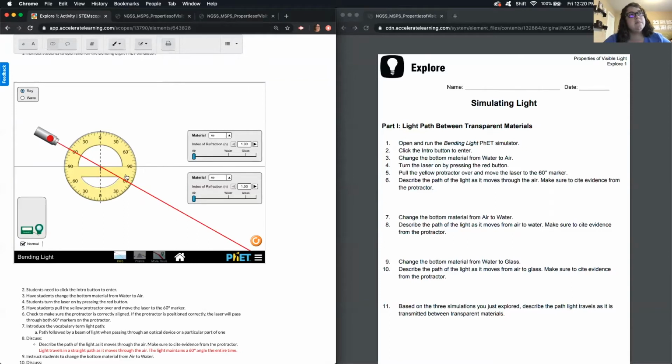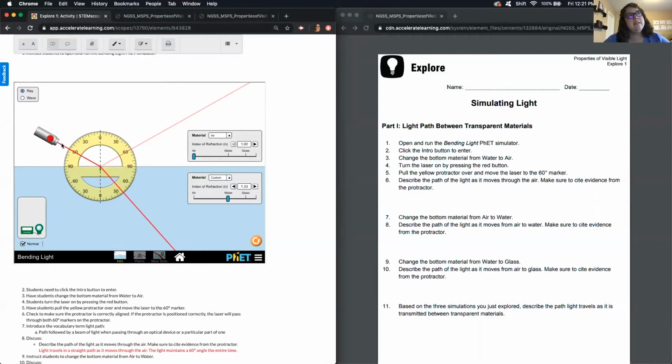Now we're going to change the material from air to water. Okay. Now with water, it is still transparent. So remember, transparent just means allowing light to pass through. A lot of times people think of them as clear things, but this is a different medium or material than the air. So this medium is the water.